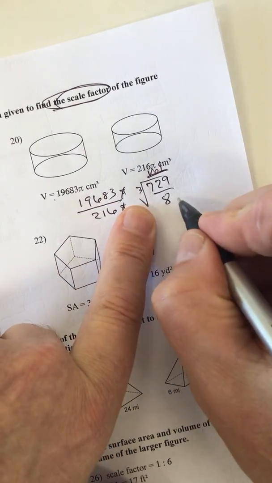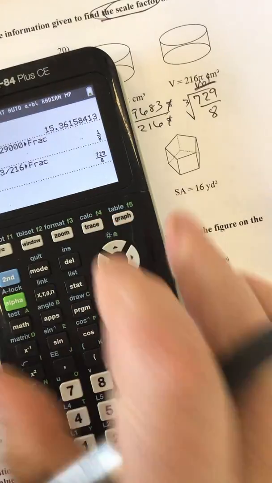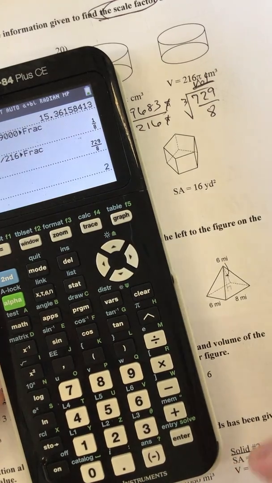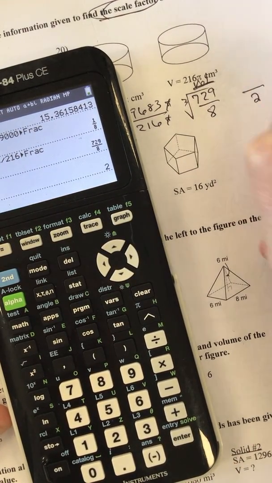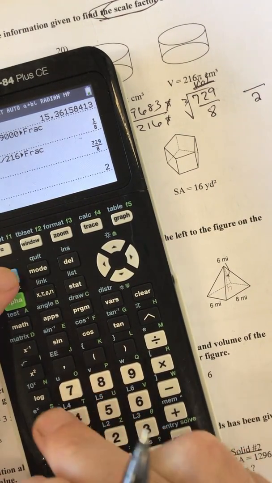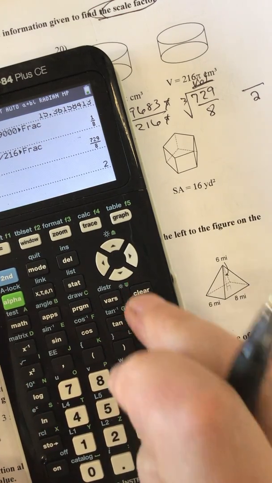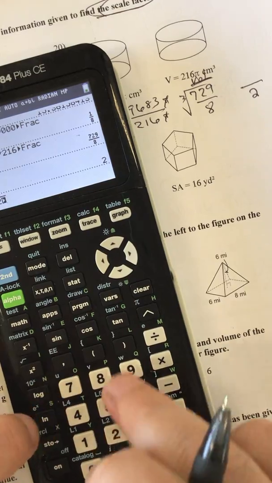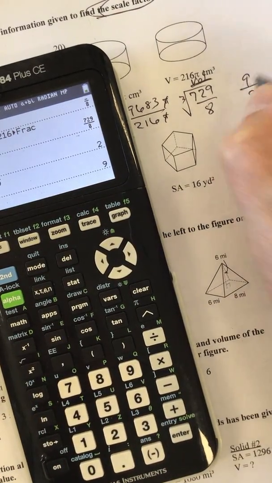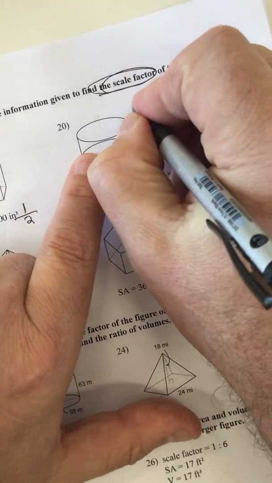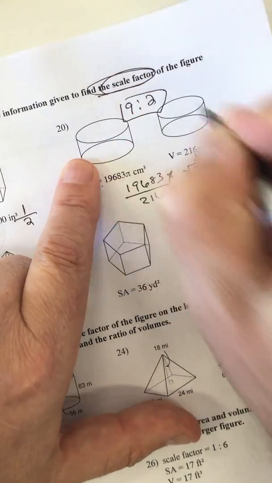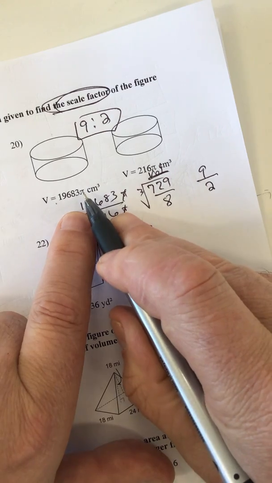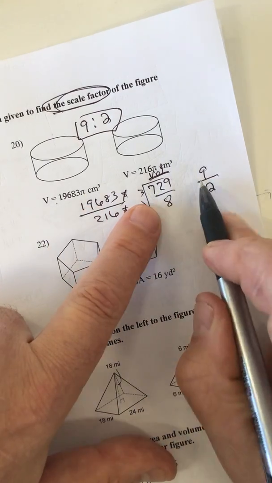Okay, I can use my calculator to see what the third root is. The third root of 8 is 2. And then 729, oops, I need the third root of 729, that's a 9. So this was a scale factor of 9 to 2. So first we've got to simplify the volume ratio and then cube root it.